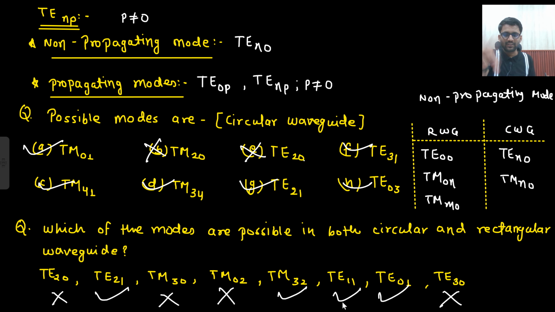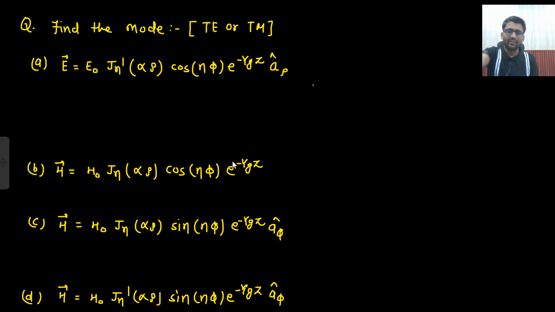This is also a good question, that which modes are propagating for both of the waveguides. So these kinds of questions can also come. We will see all the possibilities of questions that can be asked in your examination. So for the possible modes, this is the first one and this is the second one, and you need to determine the mode, whether it is TE or TM.